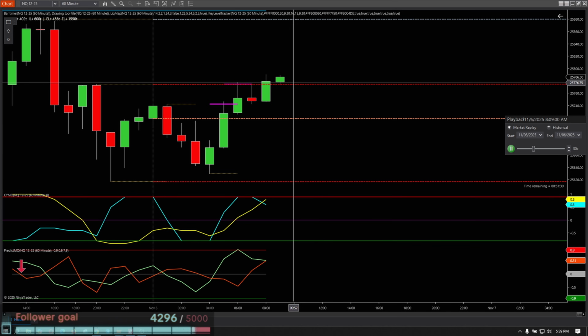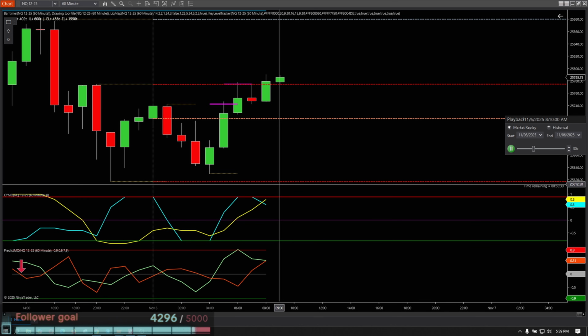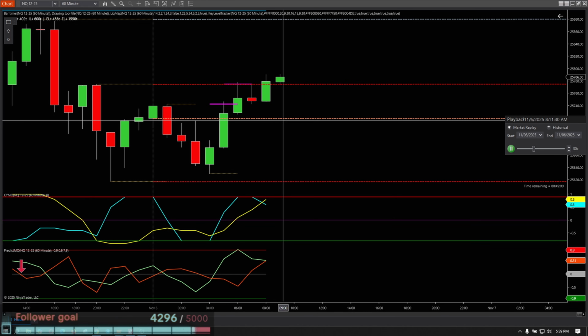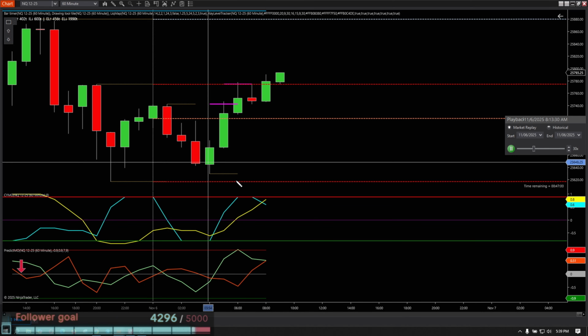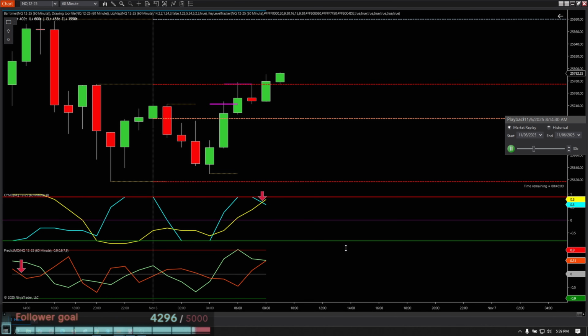So right here, you're at the Asian high. This is the Asian low. This is the midnight open right there. Everything seems to be on the bullish side, but you just had a cyclic crossing right there.